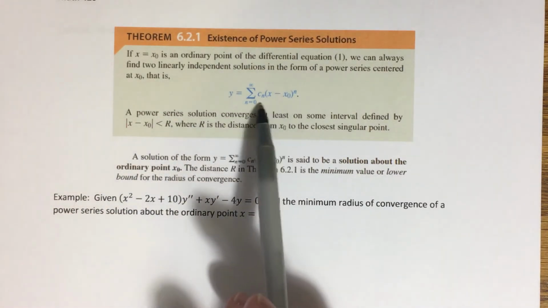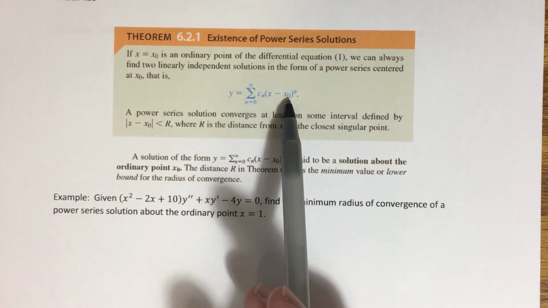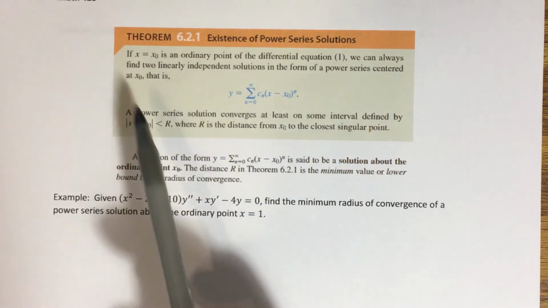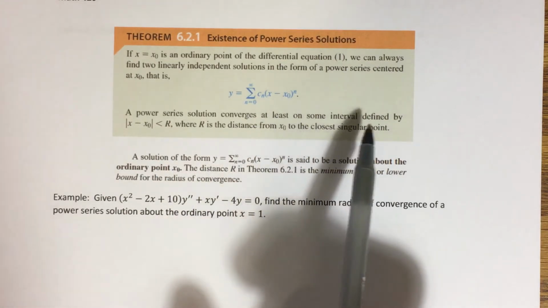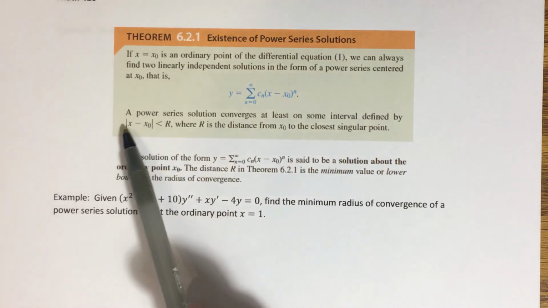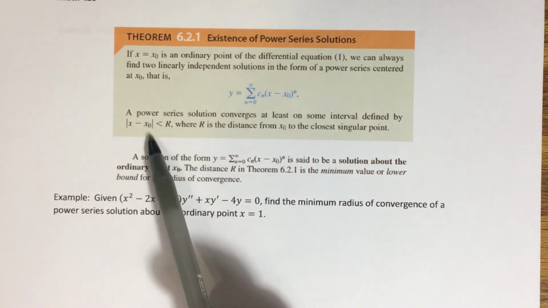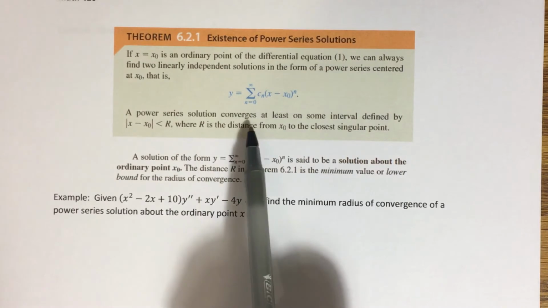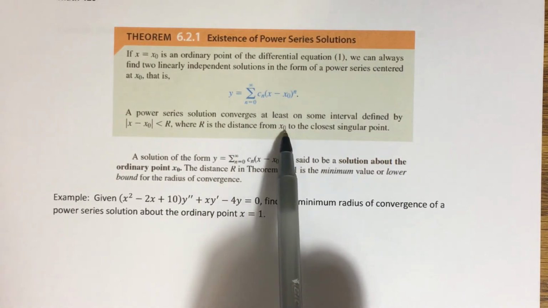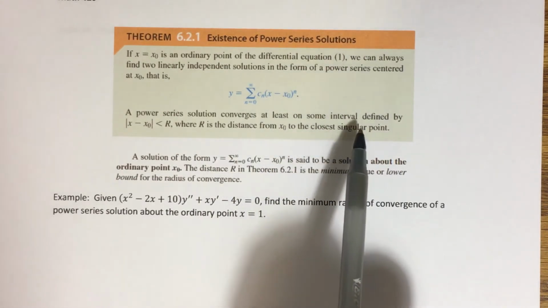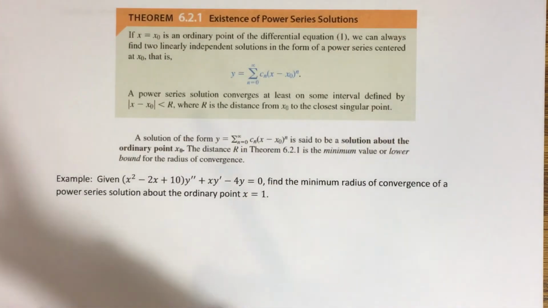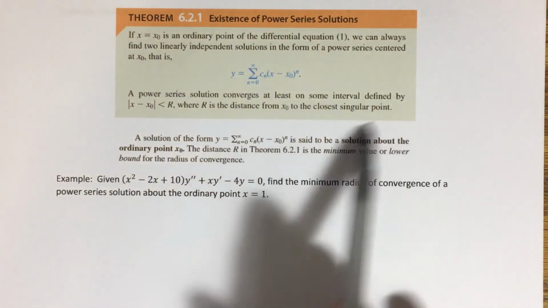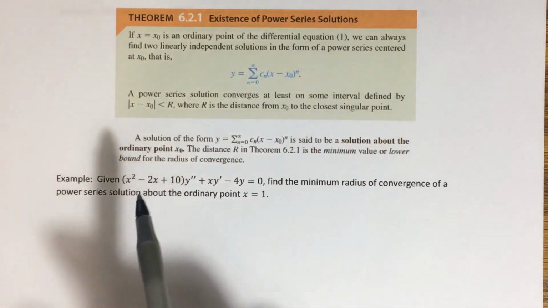So this is what that series might look like, and notice this power series is centered at x naught, that ordinary point that we specified here. A power series solution converges at least on some interval defined by this, the absolute value of x minus x naught less than r, where r is the distance from x naught, our ordinary point, to the closest singular point. And this is actually the reason why we need to consider complex singular points as well, because it plays into this theorem as we're about to show.